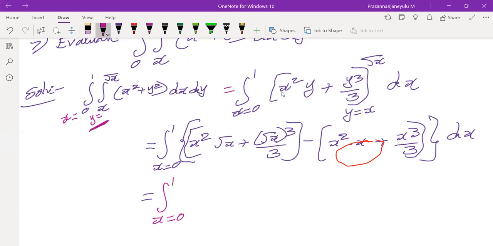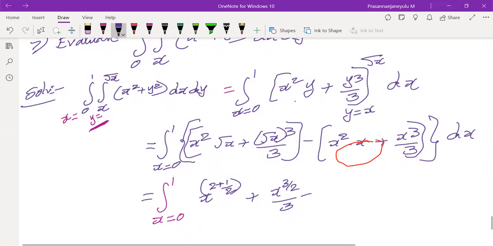Integration of x from 0 to 1. And what about the first term's integration? x square into x power 1 by 2. Can we add the powers? x power 2 plus 1 by 2. Bases are the same, so we can add the powers. Plus x power root x is nothing but x power 1 by 3. So what will we get? x power 3 by 2 by 3, minus.